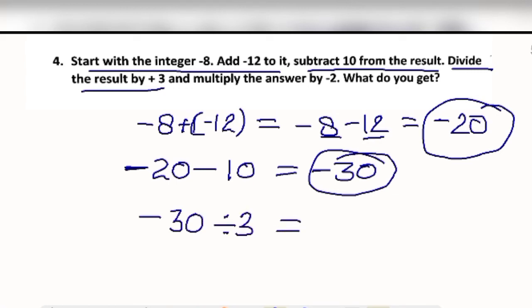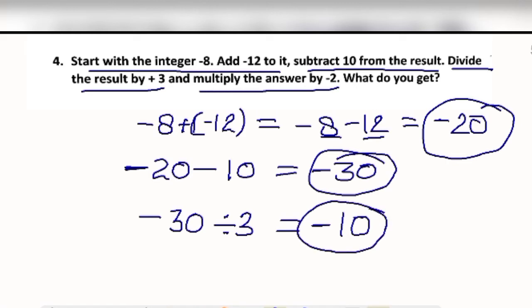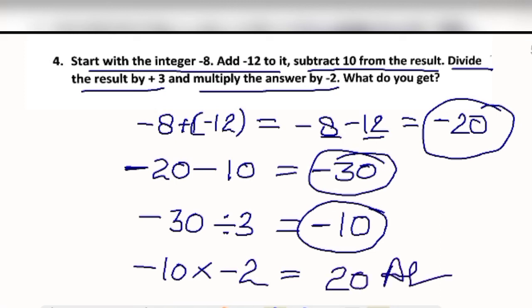So what will you get? 30 divided by 3 is 10, and only one negative sign is here, so we will put a minus sign. Next, multiply the answer by -2. So this answer will be multiplied by -2. In multiplication, minus minus become plus, and 10 2s are 20. So the final answer is 20.